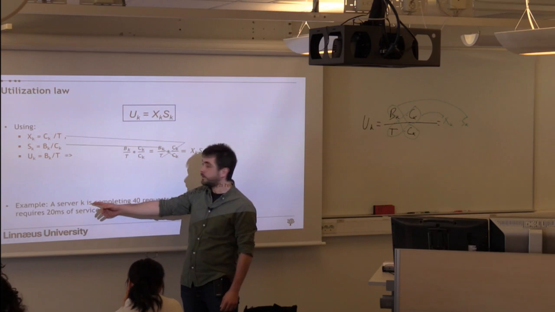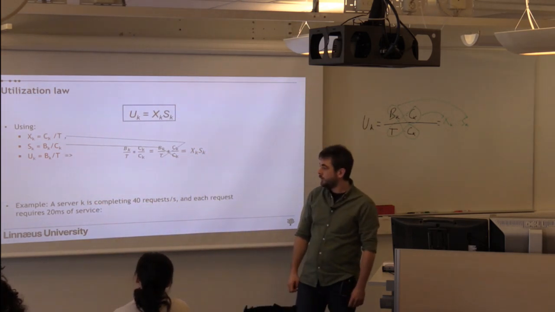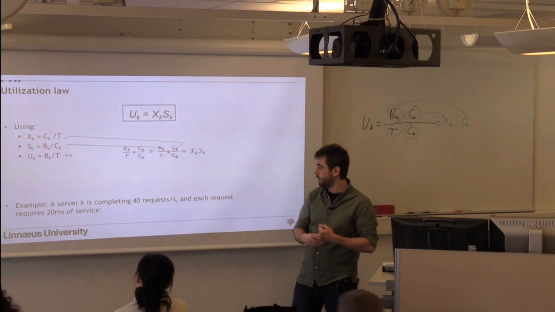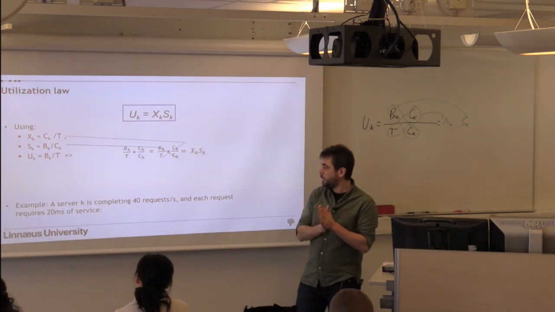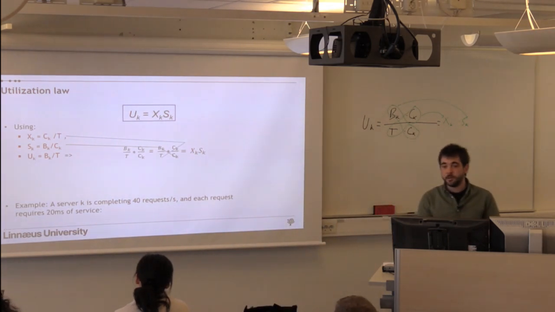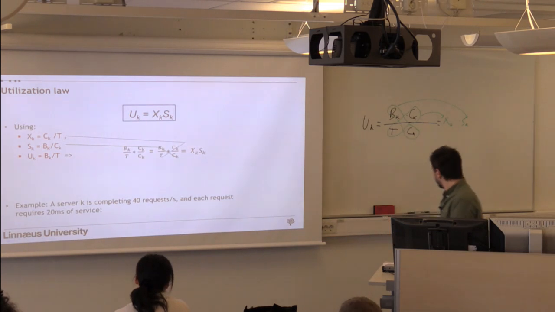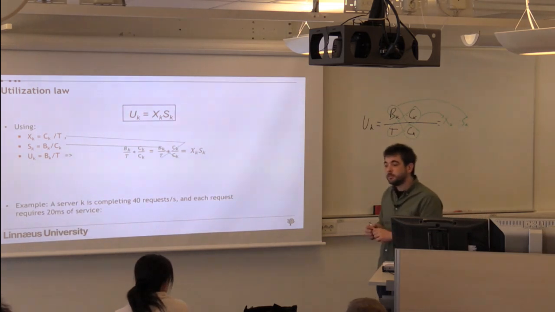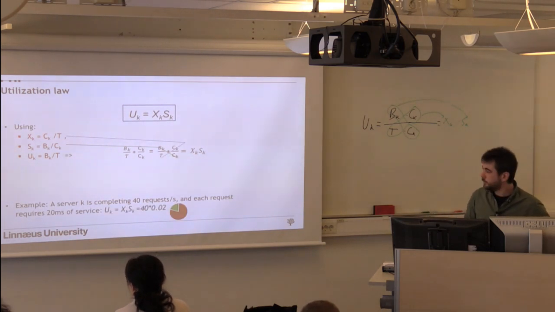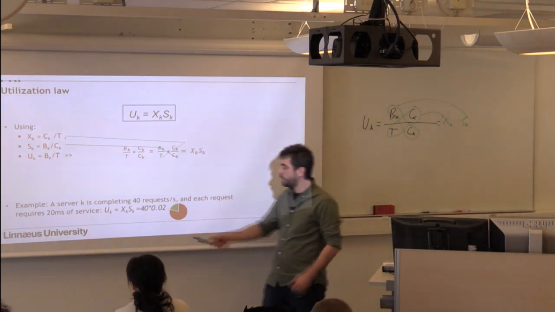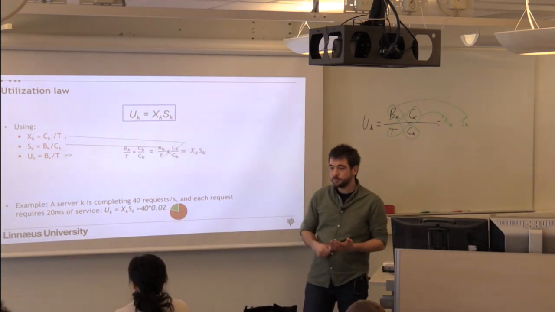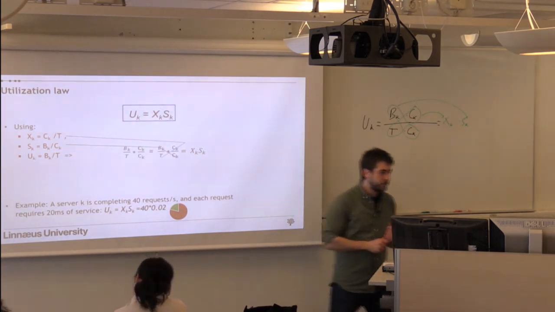Example: a server K completes 40 requests each second, and each request requires 20 milliseconds. What is the utilization? 0.8. So throughput 40, service time 0.02, 80% of time busy.